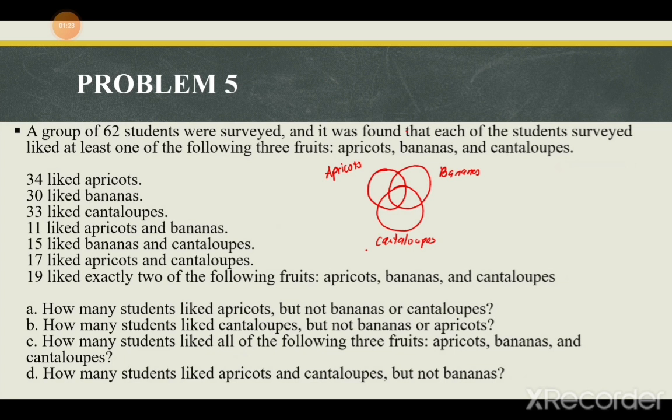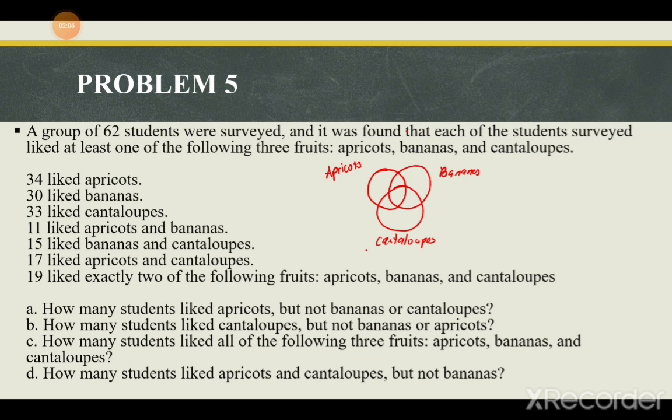Okay, look at the problem. Let's read it again. There are 33 who like apricots, 30 like bananas, 33 like cantaloupes, 11 like apricots and bananas, 15 like bananas and cantaloupes, 17 like apricots and cantaloupes, and 19 like exactly 2 of the following fruits. You'll notice there is no given number of people who like all of apricots, bananas, and cantaloupes. So, how will we solve this one?